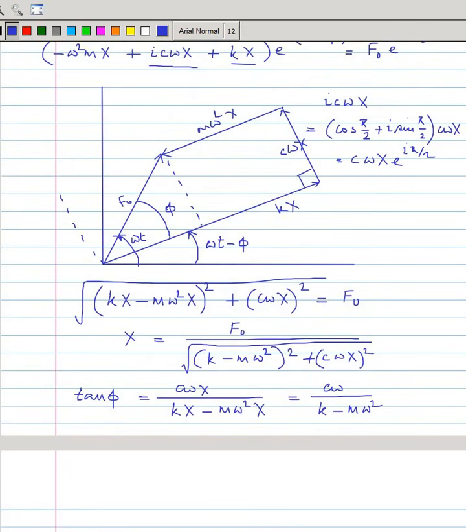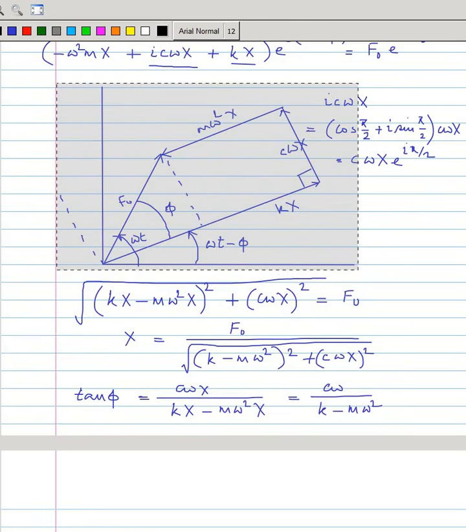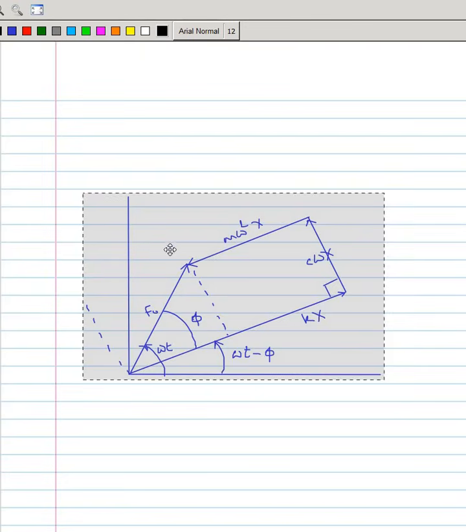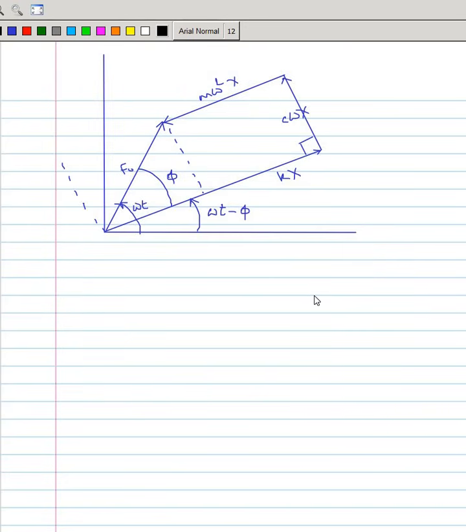So what we can do is take this figure to the next page. Yeah, so this is the general figure, and when omega by omega n is much smaller than one, then kX is large, but this is small, and this is further smaller.